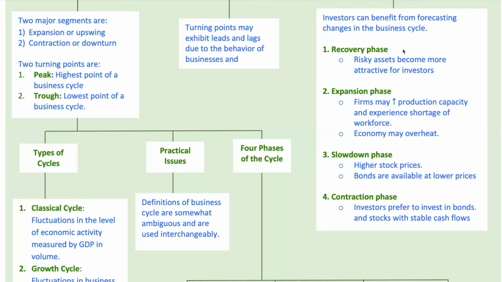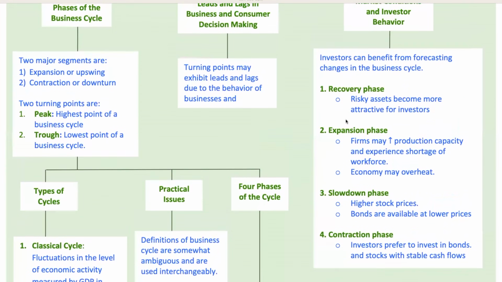First, we have the recovery phase. This phase occurs when the economy starts to rebound from a recession. During this time, we see increased economic activity and improving economic indicators. So, what does this mean for investors? Investors tend to become more optimistic. Risky assets like stocks and high-yield bonds become more attractive. People are willing to take on more risk because they anticipate higher returns as the economy improves.